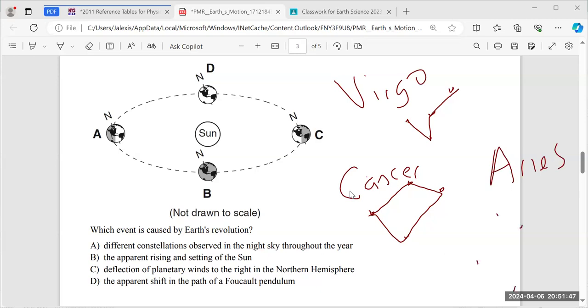And once again, I know my star patterns are not accurate. But I just want to let you know that evidence of the Earth's revolution is the fact that we see different groups of stars called constellations in the night sky throughout the year. One month you may see Aries, another month you may see Cancer, another month you may see Capricorn, another month you may see Virgo. These are all pieces of evidence for the Earth's revolution.